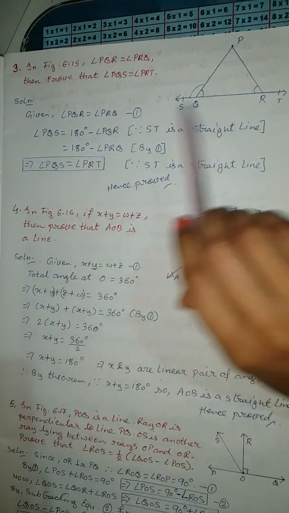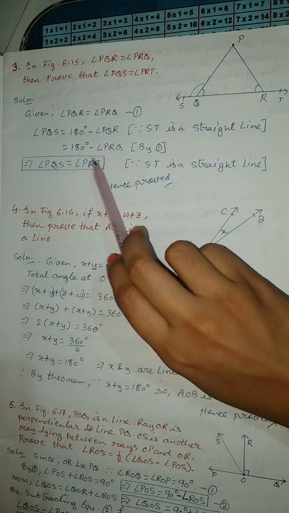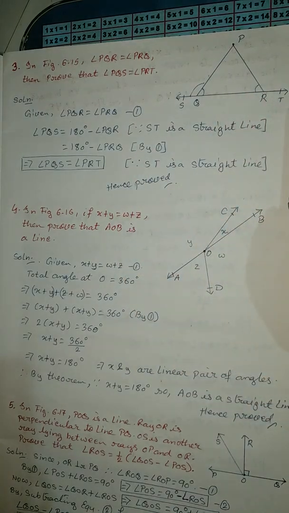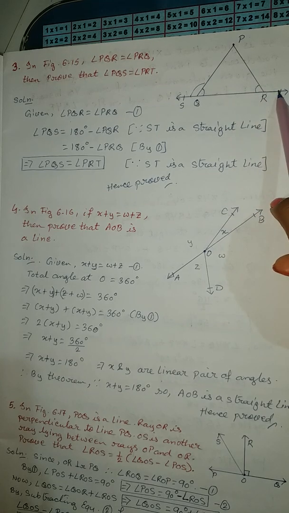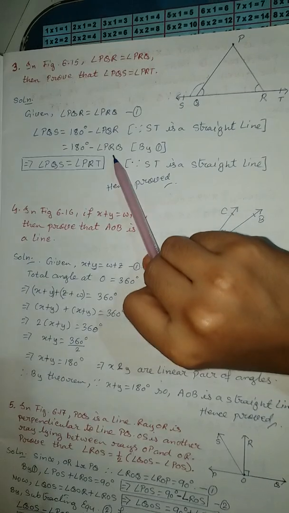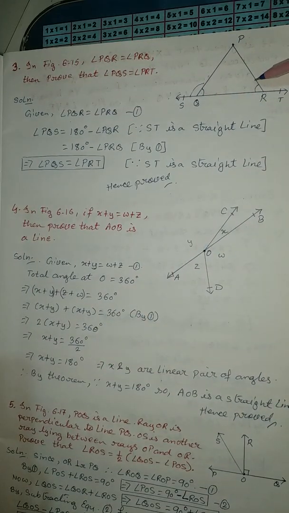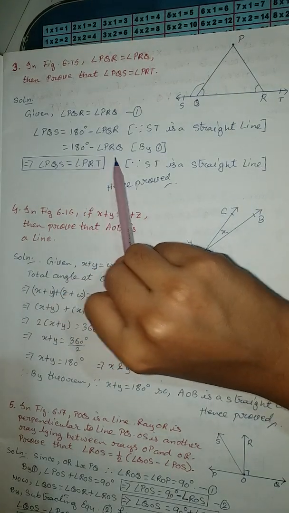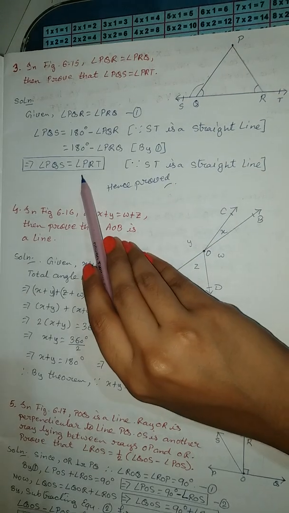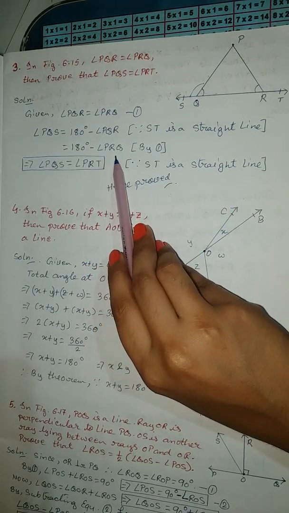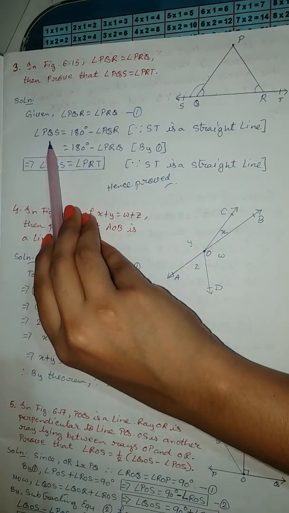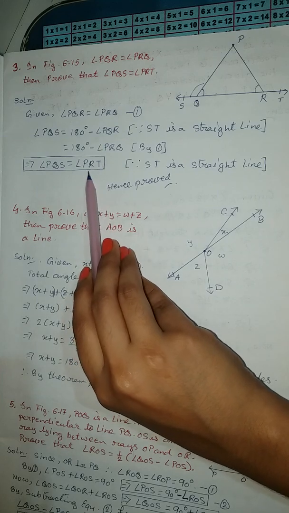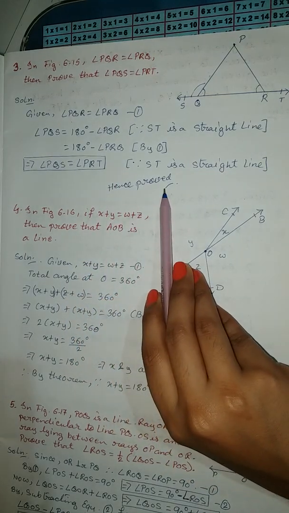Now again come to this part in the diagram: 180 minus PRQ. This is a straight line that makes this whole angle 180 degrees, right? Now from here, if we take out PRQ, this particular angle, what's left? This is the one which is left. So instead of 180 minus PRQ, we can write down PRT. Again, since ST is a straight line, we get angle PQS is equal to angle PRT, and that's what we have proved.